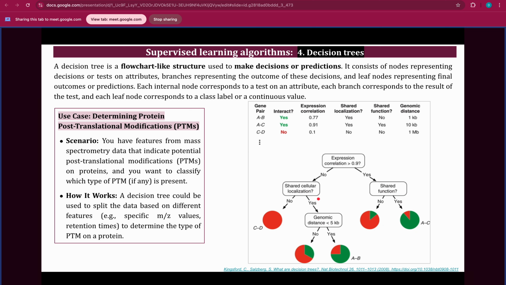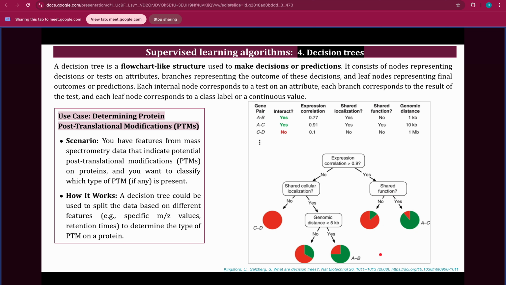So it is based on which feature you are observing. In this case, they are observing shared cellular localization. So in case of AB, yes, there is shared cellular localization, whereas in case of CD, there is no shared localization. So no, CD will come. In yes, we will look for the genomic distance less than 5 kb. In case of AB, its distance is less than 5 kb, it is 1 kb. So in yes, AB will be captured.